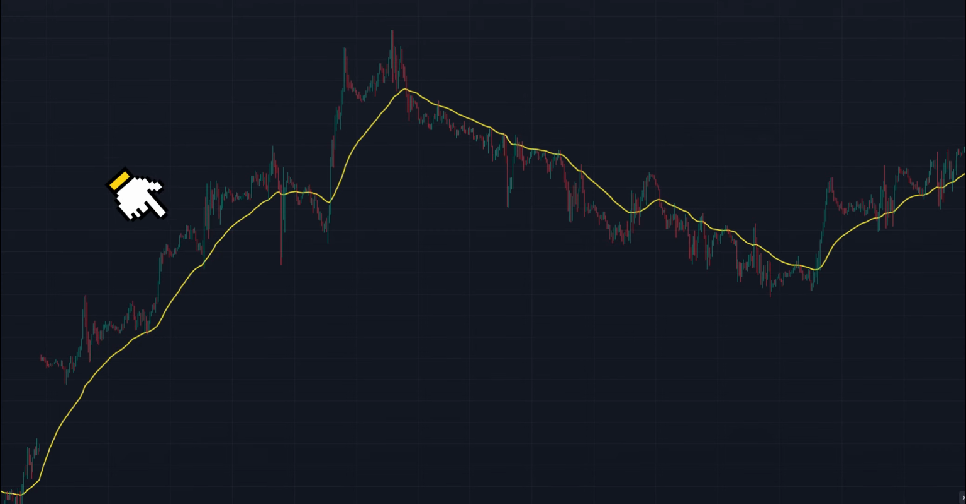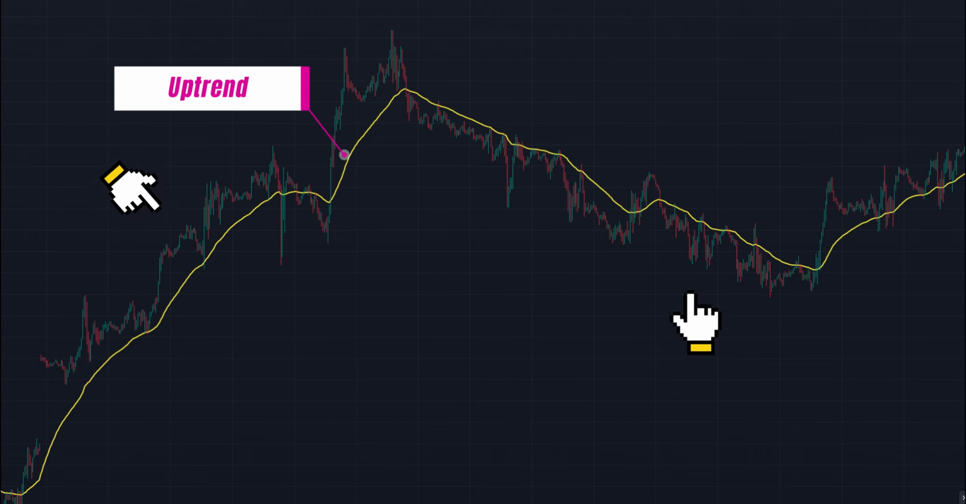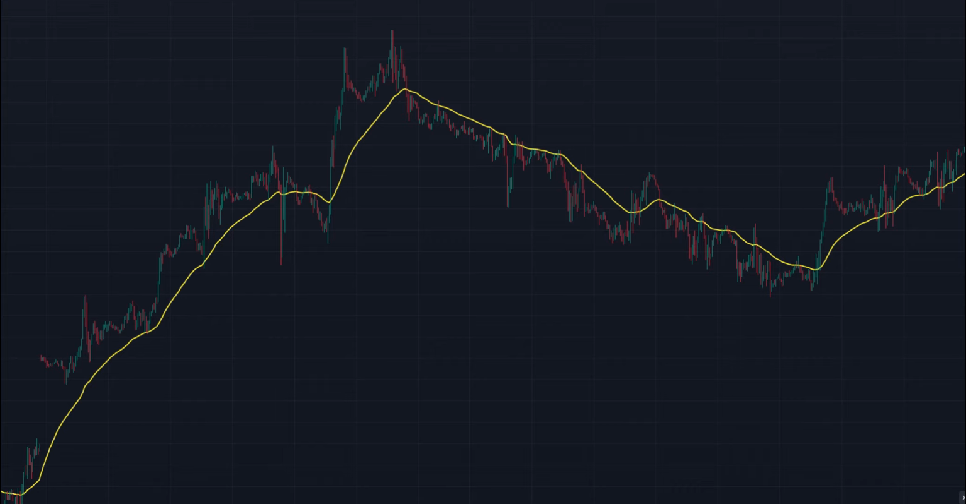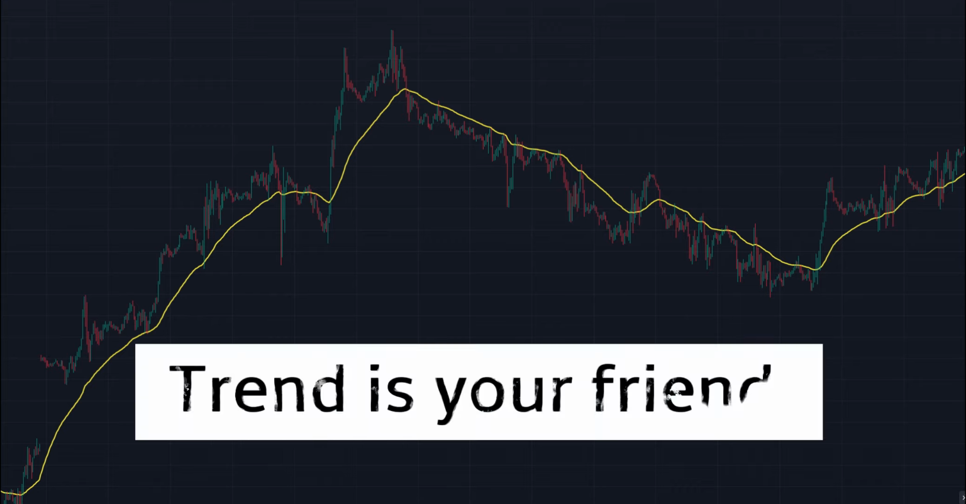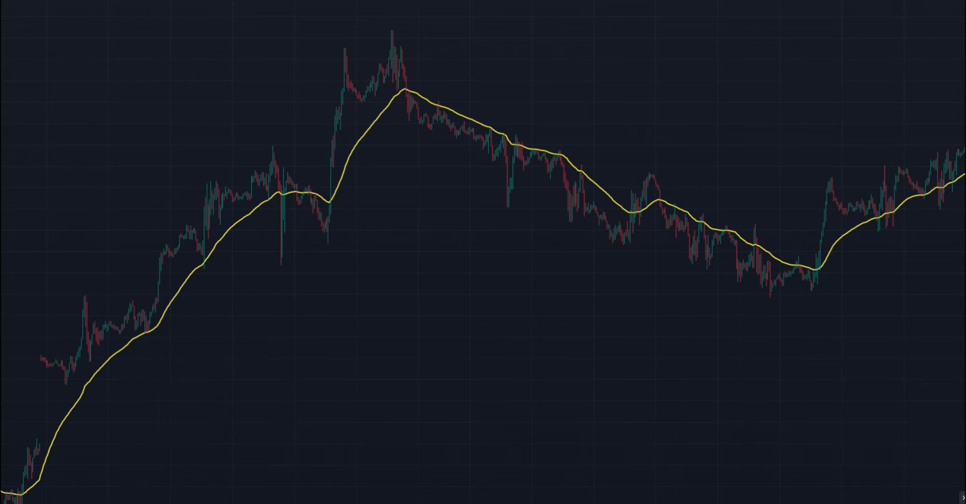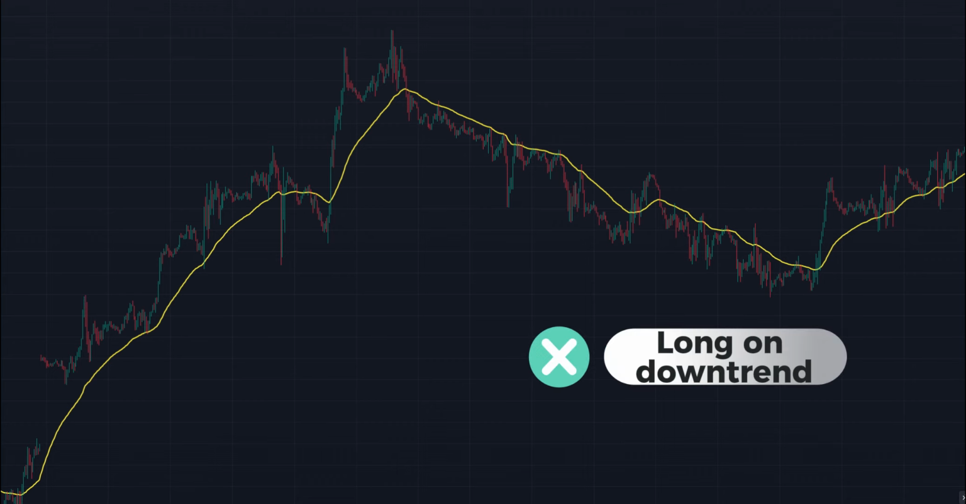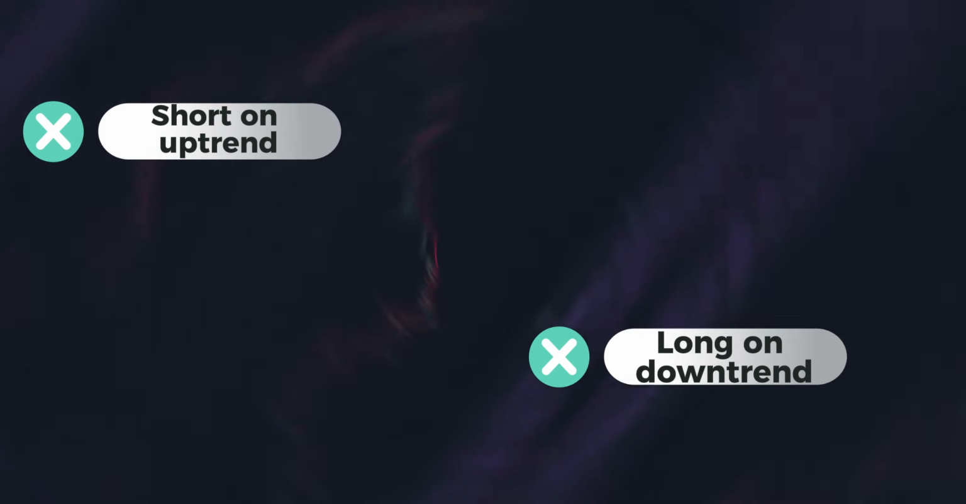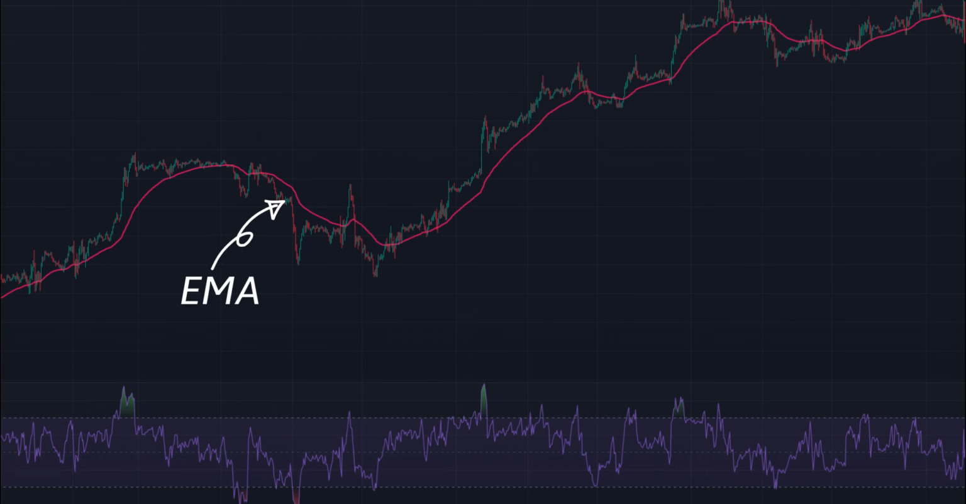If the price is moving above the EMA line, then the market is in an uptrend, and if the price is below the 50 EMA line, then the market is in a downtrend. As you know, in trading, the trend is your friend. So, we should never take a long trade when the price is in a downtrend or below the EMA line, and never take a short trade when the price is in an uptrend or above the EMA line. Now that we have both our indicators set, we can look forward to making a trade.